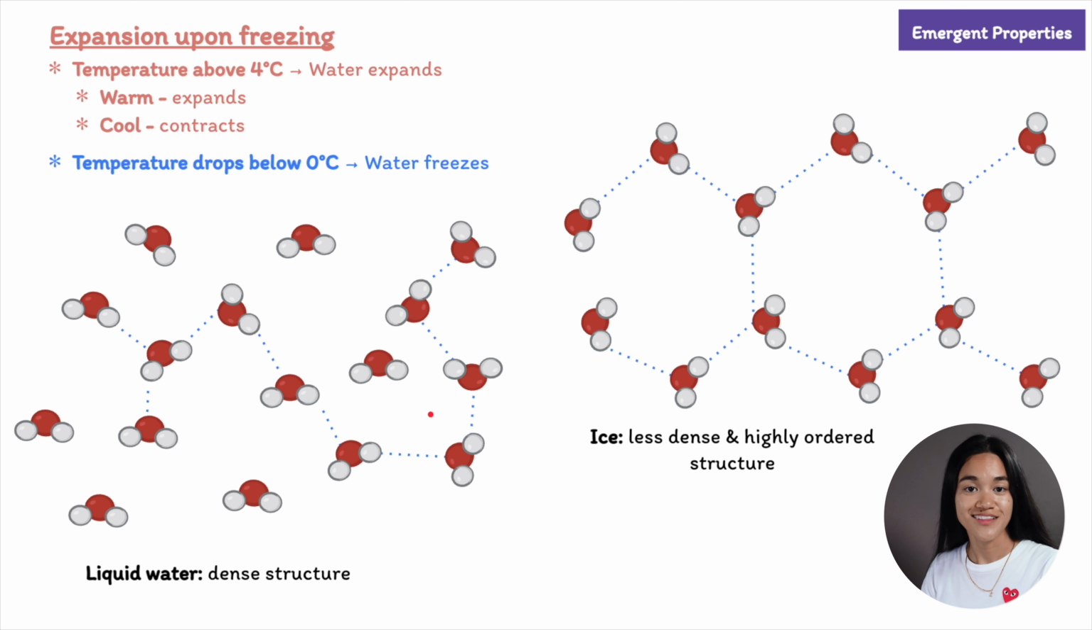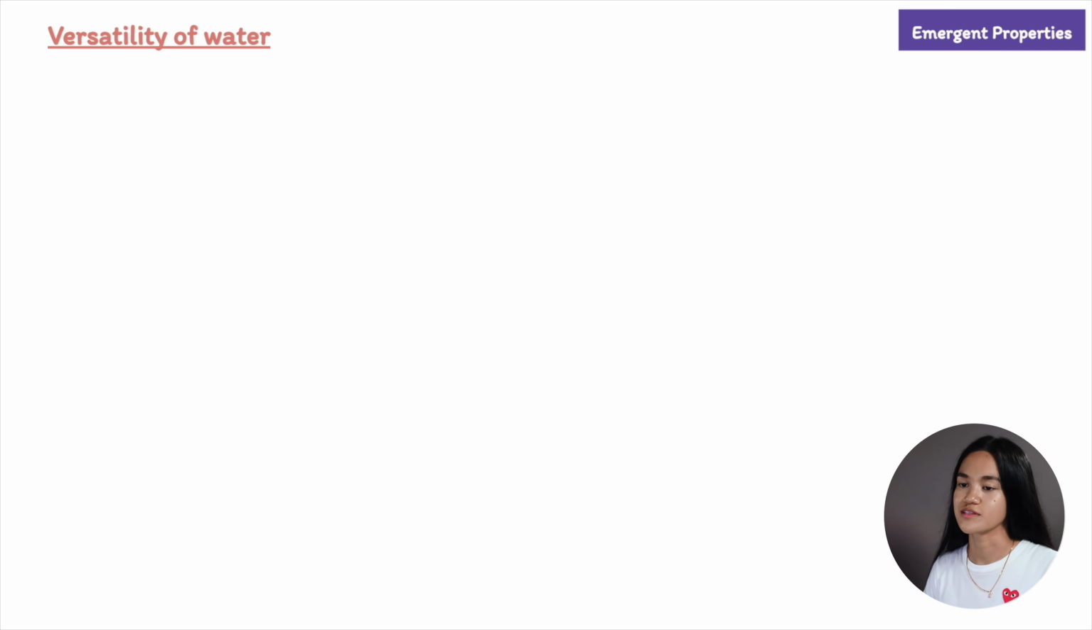How is this relevant to life? The ability of ice to float on water is really important. It floats because it's less dense. If ice sank, then oceans would freeze, making life here on Earth impossible. Okay, so that's the third emergent property. Let's now discuss the fourth emergent property, and that is versatility as a solvent.